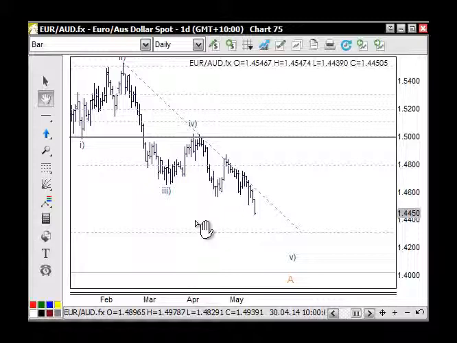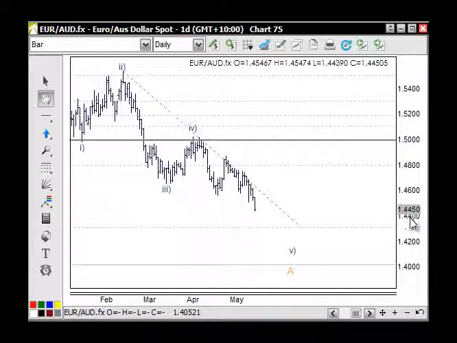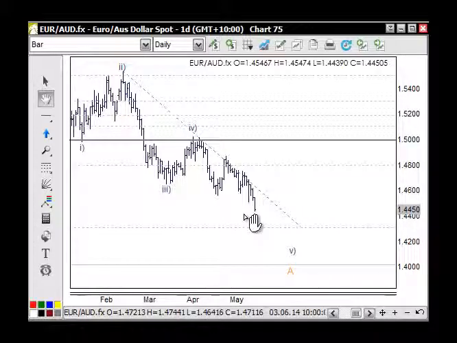But the indicators for this market on the monthly scale are suggesting that it's got further to go down. I mean, the 140 area is only the first stage of it, really. So look, there are going to be bounces at 144, 143, 142 and 141, and that's just the way the cookie crumbles, really.